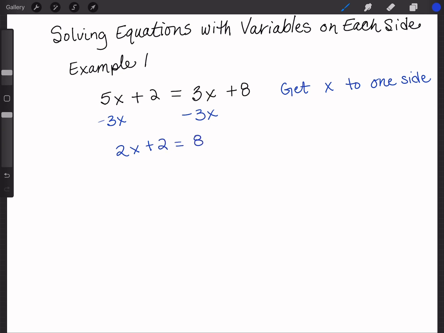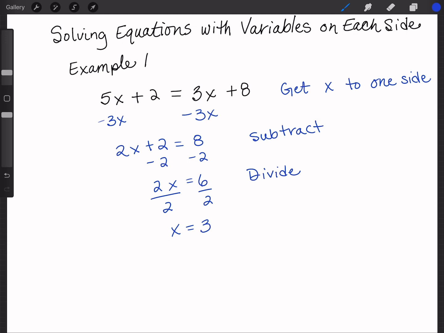Now that I have a standard two-step equation, all I need to do is subtract the 2 from both sides of the equation. After I subtract 2, I have 2x is equal to 6. And then the next step is to divide. I need to divide by 2 on both sides of the equation to keep that balance. And I will get x is equal to 3.